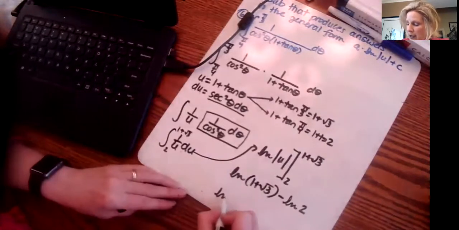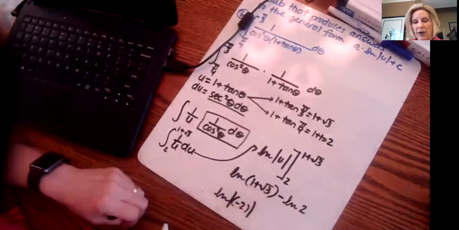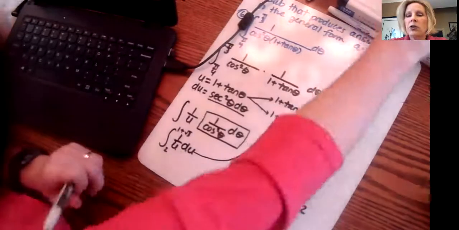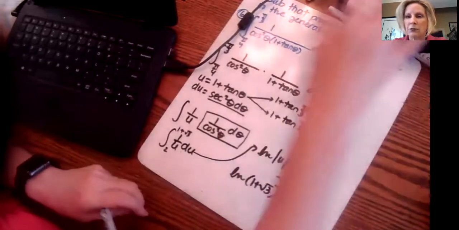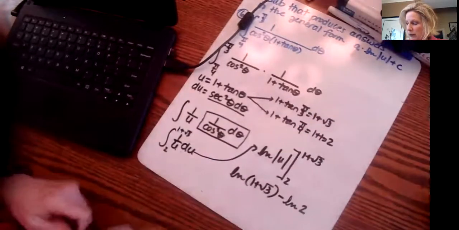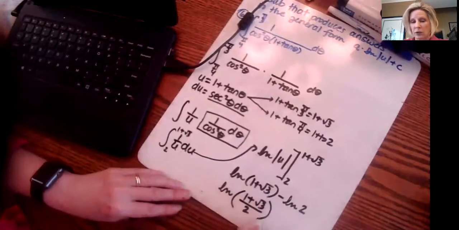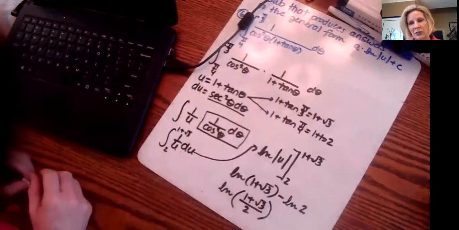If you had ln of negative 2, once you did absolute value bars, that would change it to ln 2, okay? But you don't have to keep dragging the absolute value bars around with you if it's already positive, or you can simply make it positive. Remember, because we have properties of logarithms, I can condense, and my final answer will be ln of 1 plus the square root of 3 over 2. So don't be weirded out when you get strange answers like this.